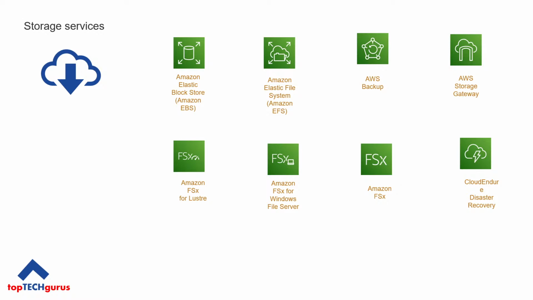Storage services, as we said, are where we could store data on the Amazon AWS environment. The major things we need to be aware of are Elastic Block Store, Elastic File System, AWS Backup, AWS Storage Gateway, AWS FSx for Lustre, Windows File Server, and AWS FSx for two other systems as well. CloudEndure for disaster recovery. So let's get into each of them.